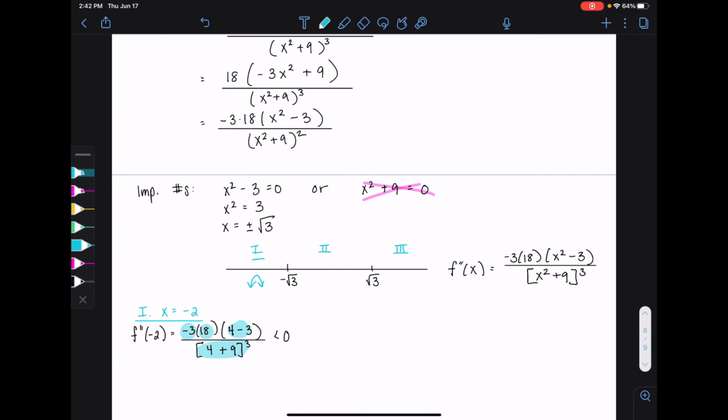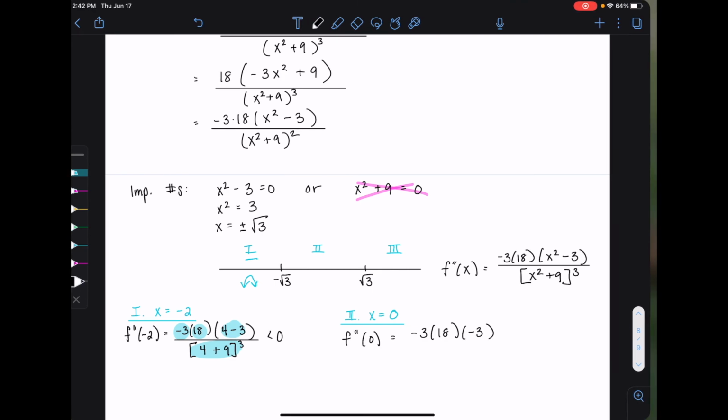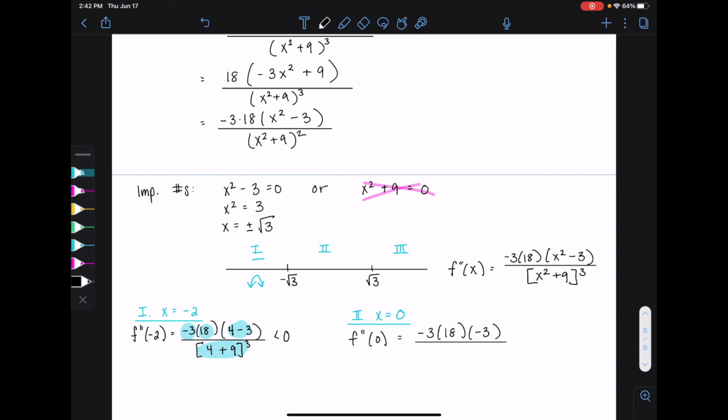If we pick something from interval 2, 0 is a good choice. Plugging that into our derivative will give us negative 3 times positive 18. 0 squared minus 3 is negative 3 over 0 squared plus 9 cubed. Those minus minus cancel, so this is going to end up being positive, and immediately that tells me my graph is concave up. So I know this will correspond now to an inflection point.